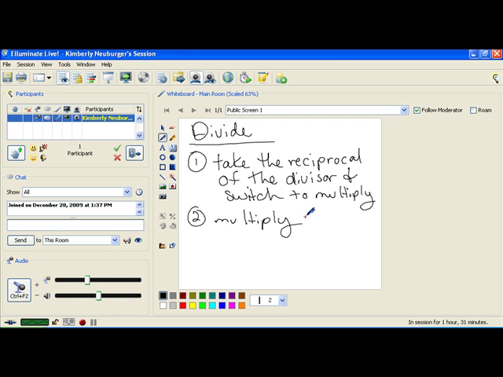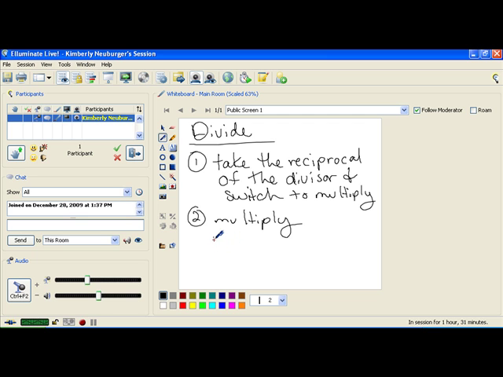Now let's look at what taking the reciprocal of the divisor means. Reciprocal means that you flip the fraction over. So basically the divisor is the second fraction, the fraction you're dividing by. So you take the fraction you're dividing by, which is always the second fraction, you flip it over, and you switch to multiply. So let's take a look at a problem like that.